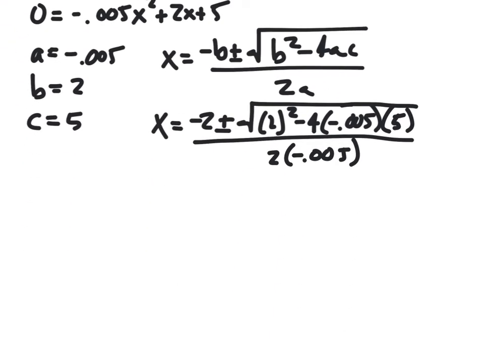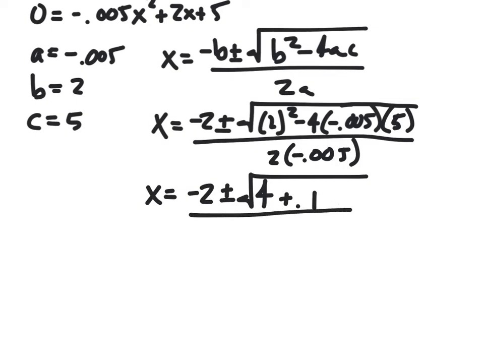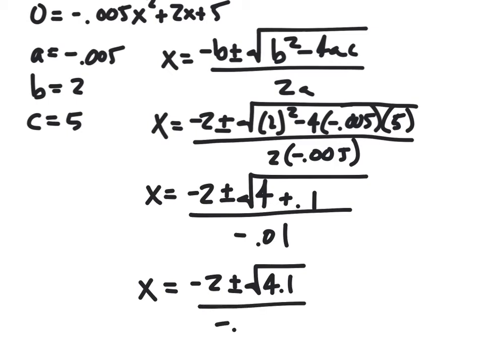I'm way off the page, so I apologize about that, guys. So x is equal to negative 2 plus or minus the square root. 2 squared gives me 4. Then I've got negative 4 times negative 0.005, so 4 times 0.005 gives me 0.02. Multiply that by 5, and that gives me 0.1. So I get 4 plus 0.1, and then divide that by 2 times negative 0.005, which is negative 0.01. So I get negative 2 plus or minus the square root of 4.1 all over negative 0.01.